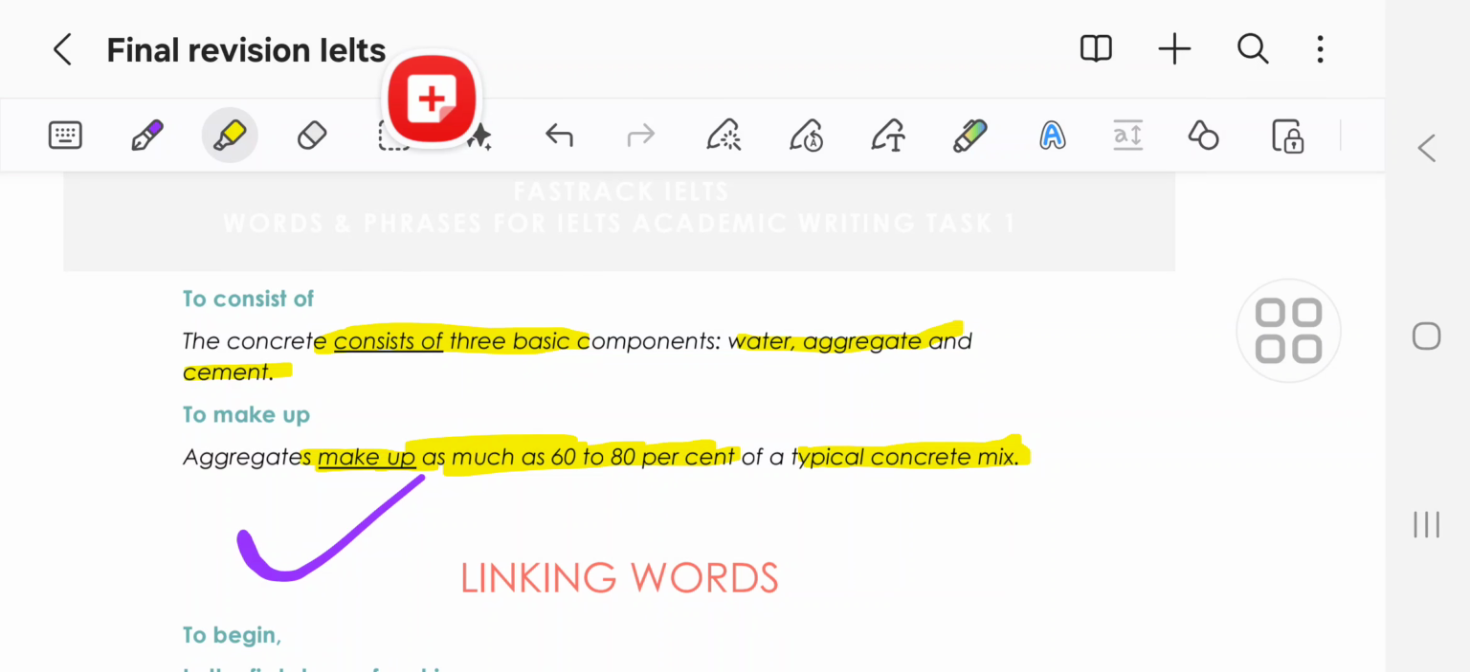As I told you, "consists of" means only these 3 elements are present, but if you say "includes", it means there are other elements also present which are not mentioned here. So the concrete consists of basic components: water, aggregate and cement. It means it only has these 3 components, not more than that. So just keep that in mind.